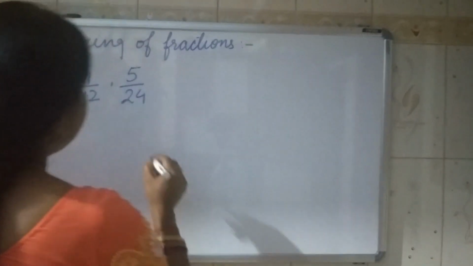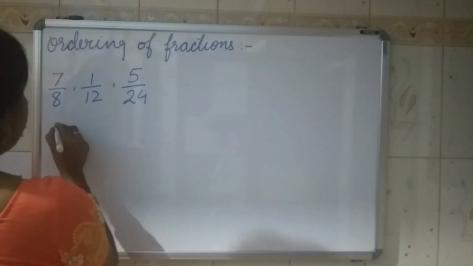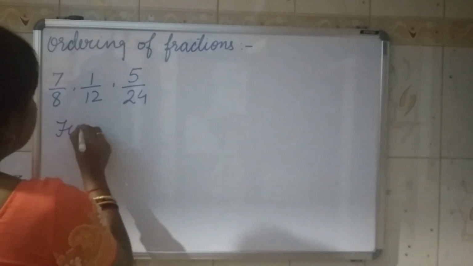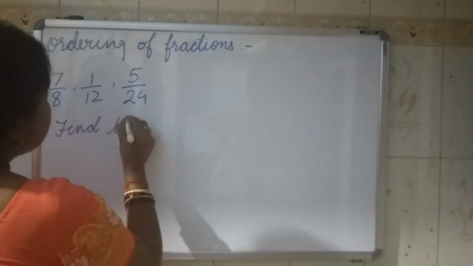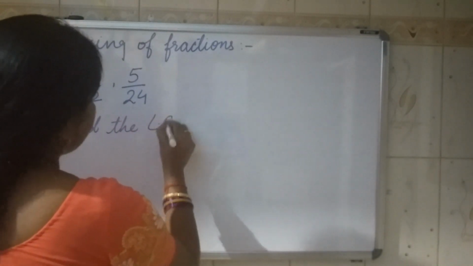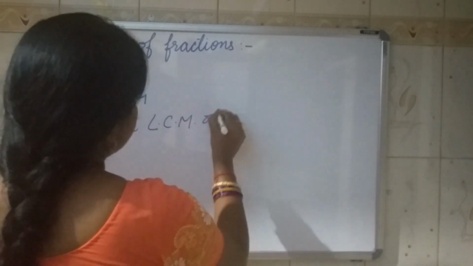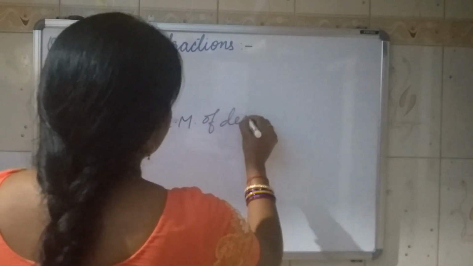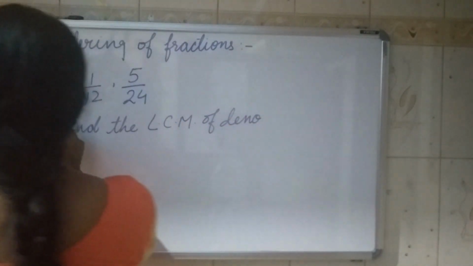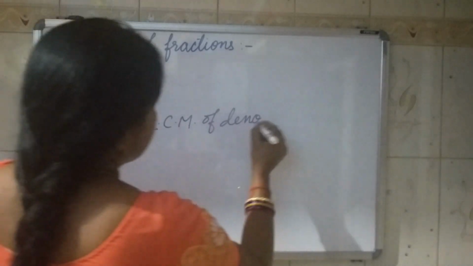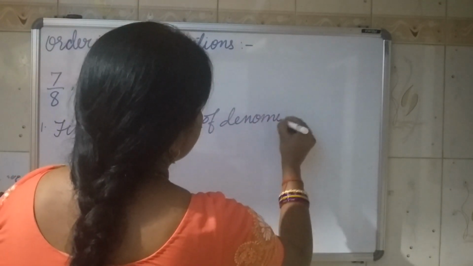So here what we will do, this is the question. So the first part we have to do is find the LCM of denominators. Okay, this is the first step. LCM of denominators.